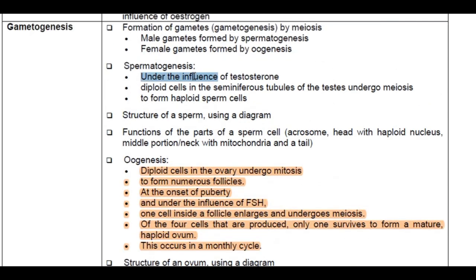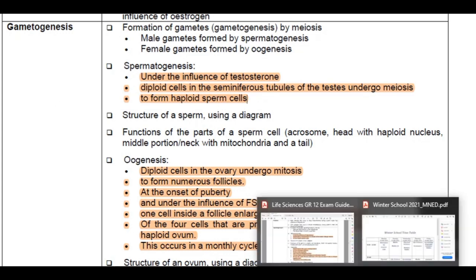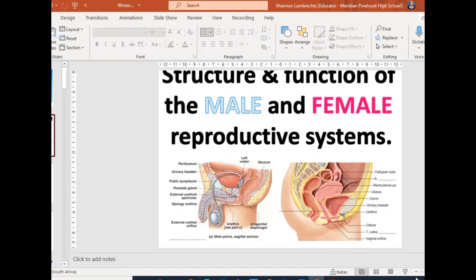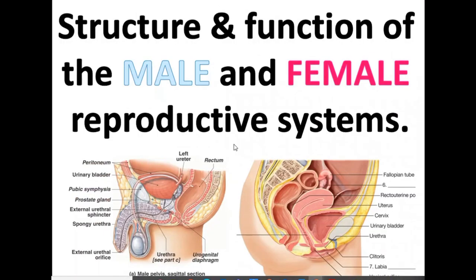And if I was you as well, and I was a learner in grade 12 and I had my exam guideline, I would highlight what the sir is showing me to highlight. And that is the second thing you're going to highlight there out of your exam guideline. Okay, dealing with gametogenesis.